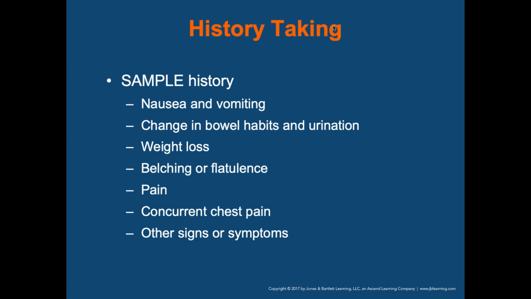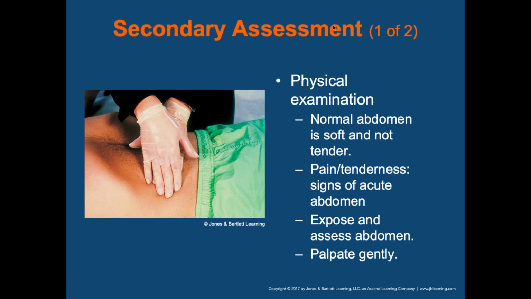Have you had any significant weight loss? Now, if they lost 3 pounds in a week and they're exercising, not a huge deal. But if they've lost 8 to 10 pounds in a week, that's significant weight loss, especially if they're not exercising at all. Flatulence and belching, pain, concurrent chest pain, and any other kind of signs and symptoms that you may find. So when doing your physical examination, a normal abdomen is soft and non-tender.